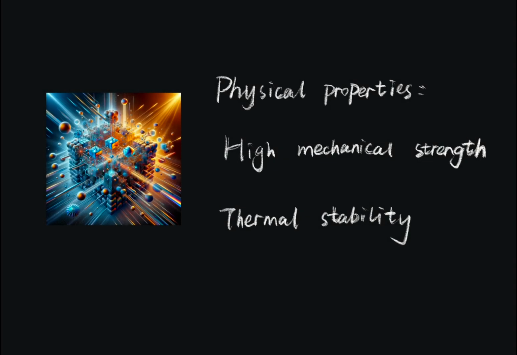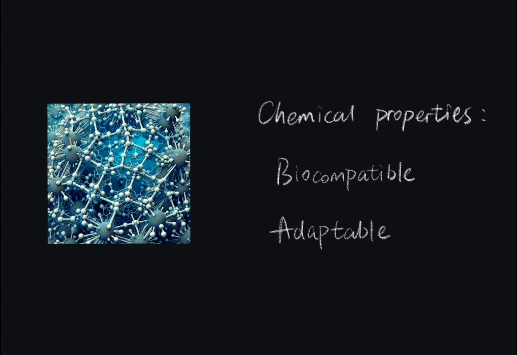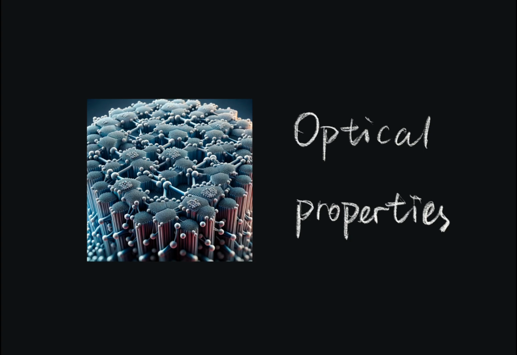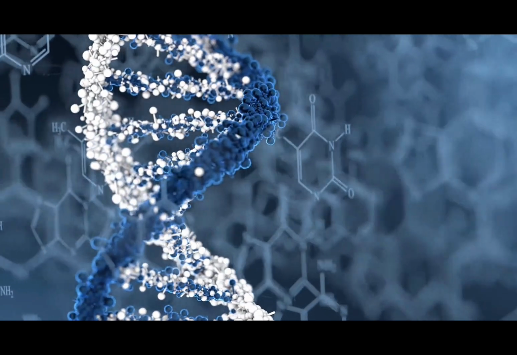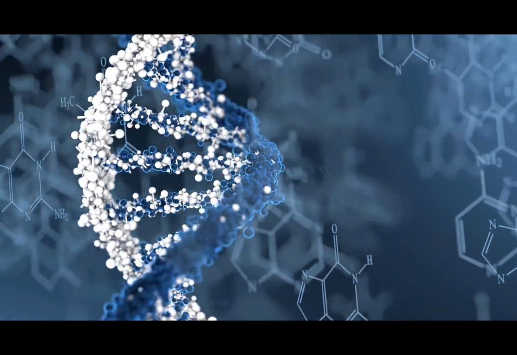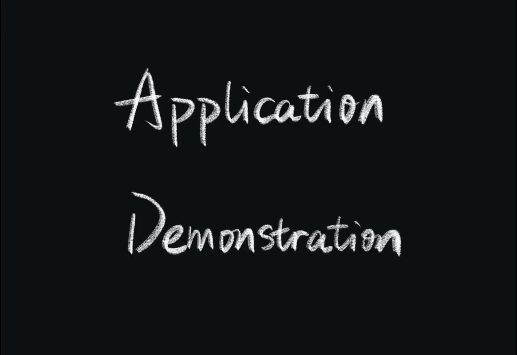The structure of self-assembled CNC is not only unique, but also possesses various physical, chemical, and optical properties. Physically, CNC demonstrates high mechanical strength and thermal stability. Chemically, it is biocompatible and adaptable. Optically, CNC exhibits fascinating iridescent color via the interaction with the visible spectrum, making it widely applicable in many fields.